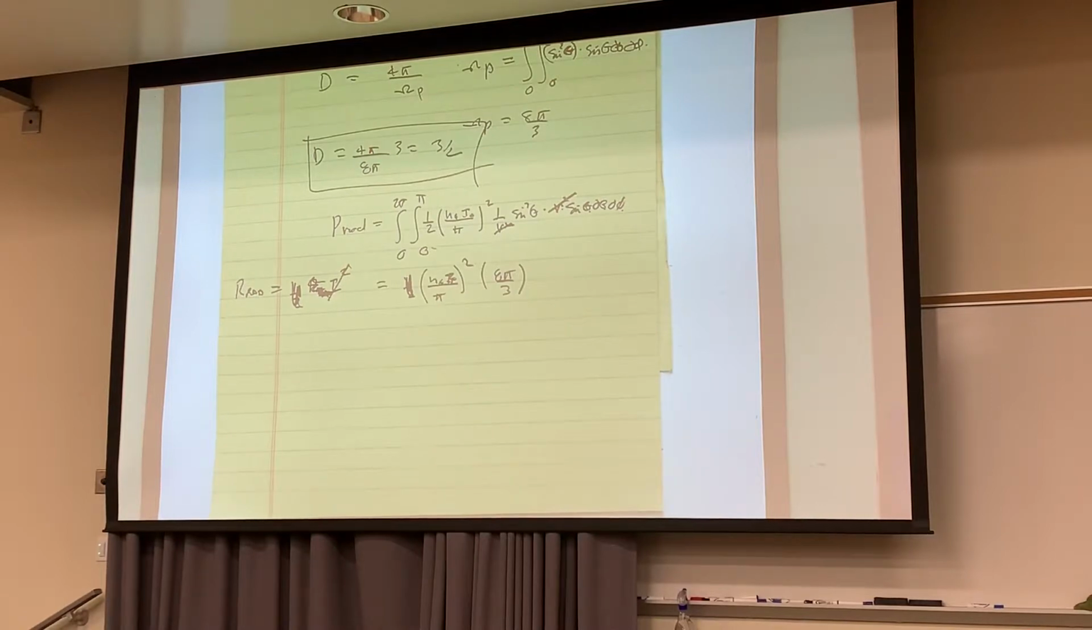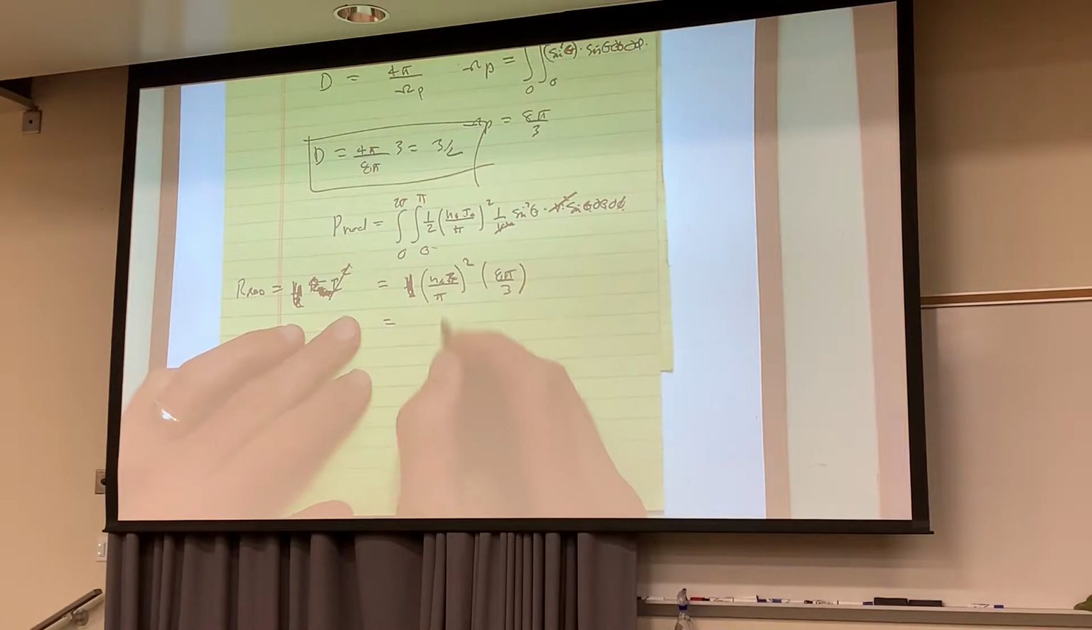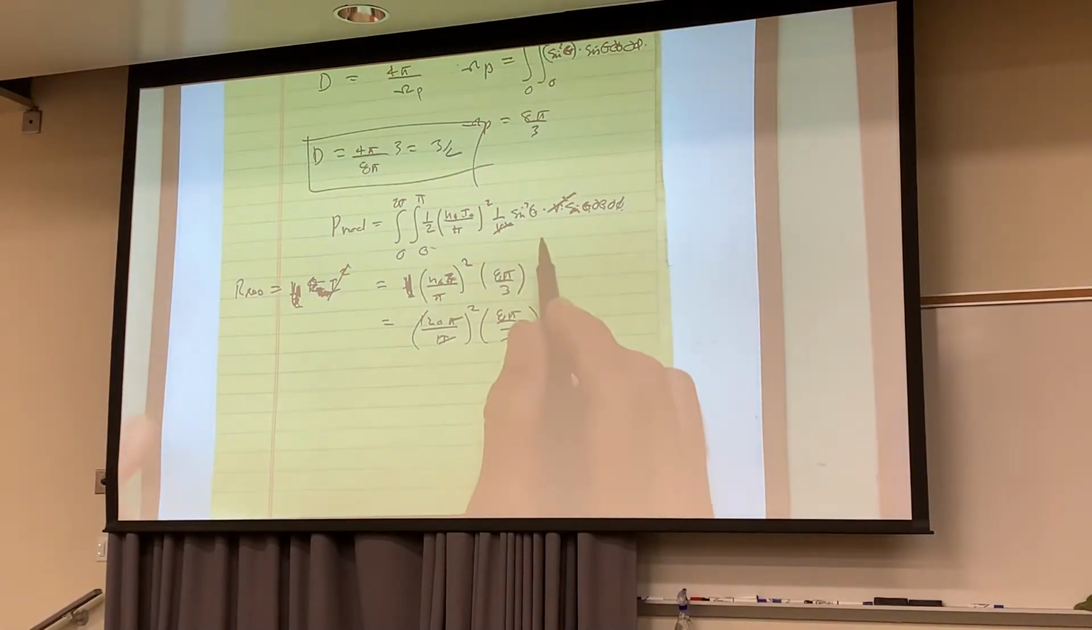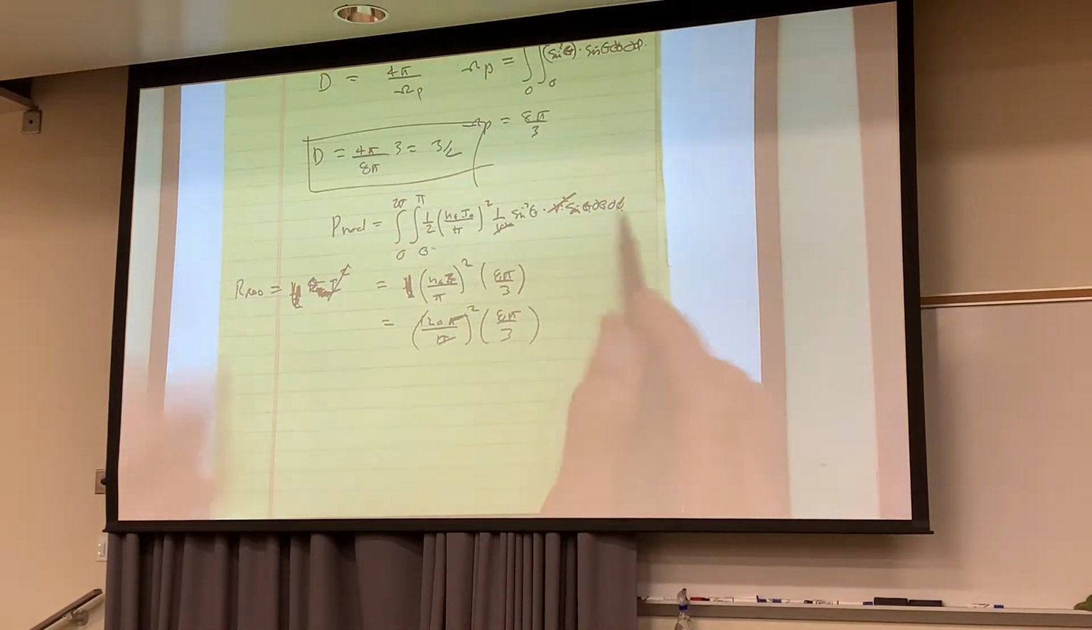You all see what I've done here? All right, now, next, you just plug in the numbers. So I've got eta naught, and that's 120 pi over pi times, and it's squared, times 8 pi over 3. And that pi cancels, so I have 100. Did I forget something? That doesn't look right.